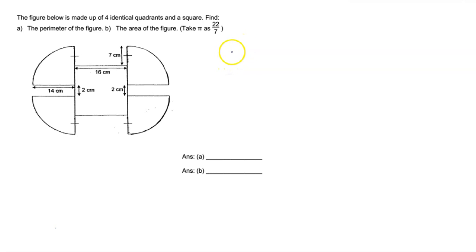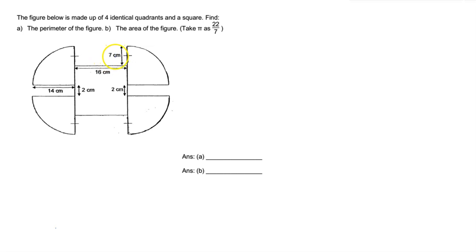Okay, the figure below is made up of 4 identical quadrants and a square. Find the perimeter of the figure and find the area of the figure, taking pi as 22/7. Now before we solve this question, what is perimeter? Perimeter is the length of the external boundary or the external fence of this figure.